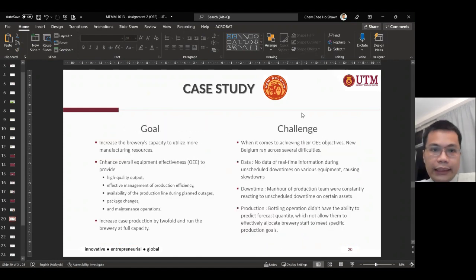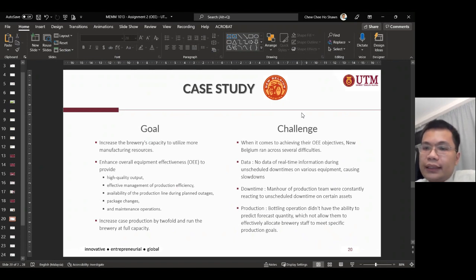So when they started these improvement investigations and implementations, the goal was to increase the production capacity and enhance the overall equipment effectiveness, including high quality output, effective management, availability of the production line during the plant out stage, package changes, and maintenance operations. The goal was also to increase case production twofold and run at full capacity.